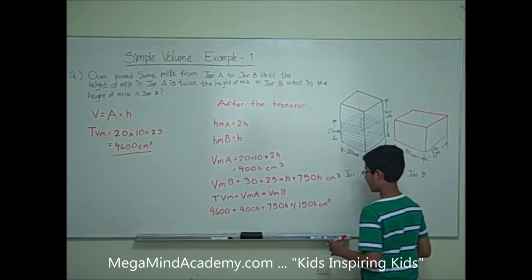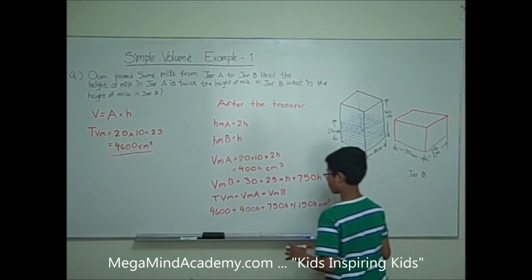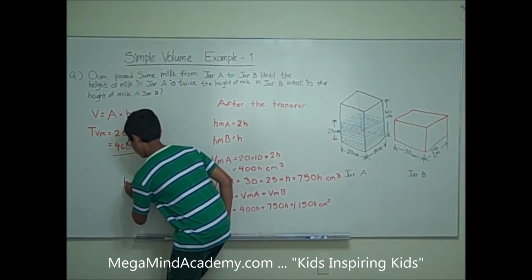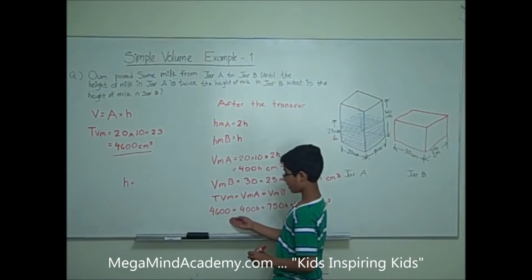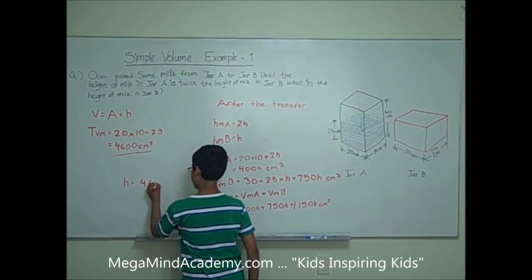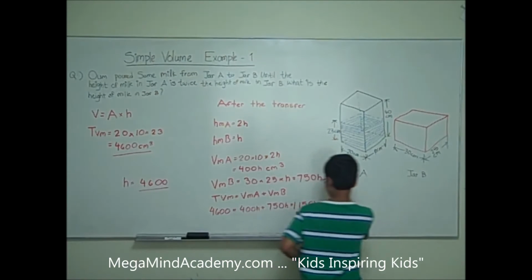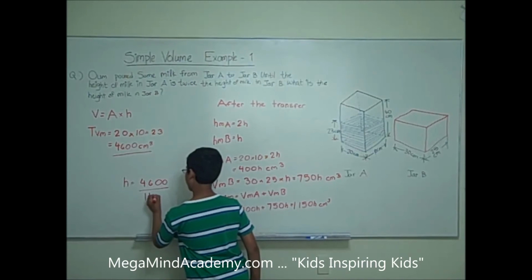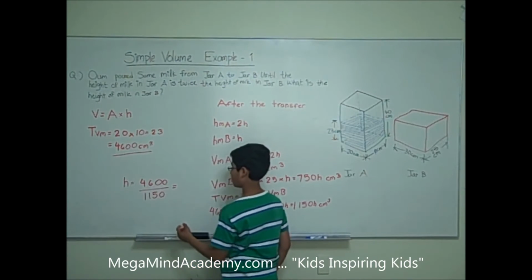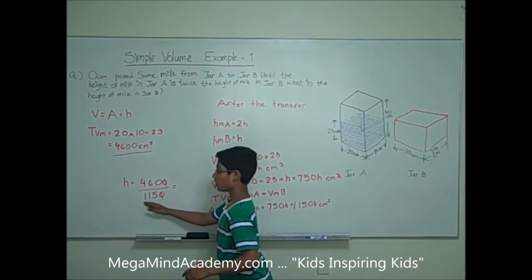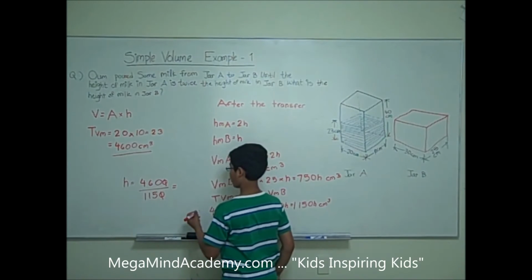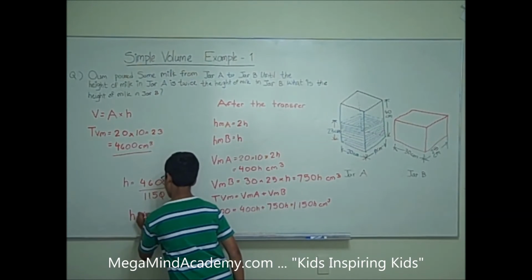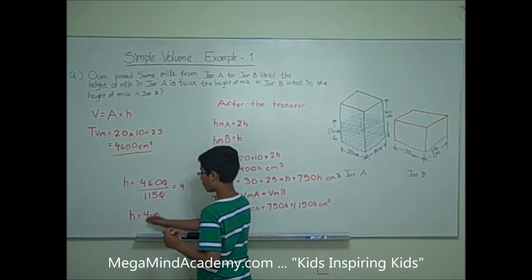Now, the way we can find how much H is equal to, let's do that right here. H is equal to 4,600 over 1,150, which is equal to, the zero cancels out with the zero, and 115 goes into 460 four times. So the height is equal to 4 centimeters. So H is equal to 4 centimeters.